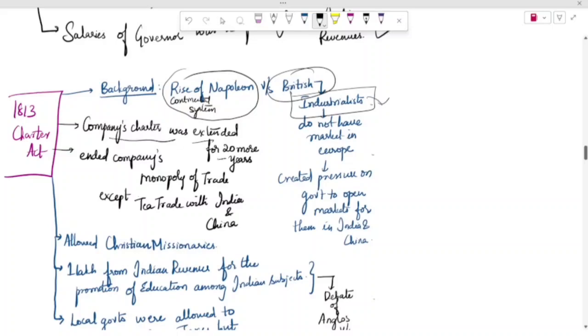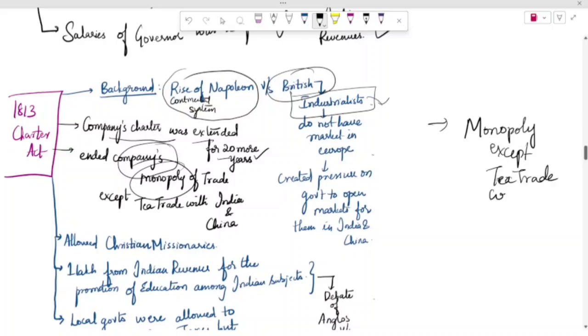So the company's charter was extended for 20 more years through this 1813 Charter Act, but it ended the company's monopoly. So this was a previous year question. The company's monopoly in trade was ended by the 1813 Act, except free trade with China and India. So they said that now all other companies can enter India, but free trade should be done only by the East India Company, and they renewed the charter for 20 more years till 1833.